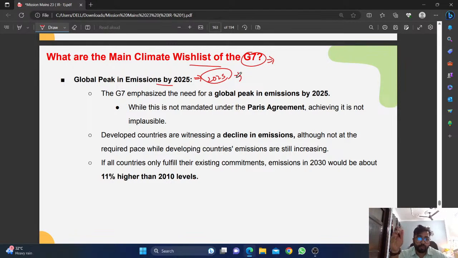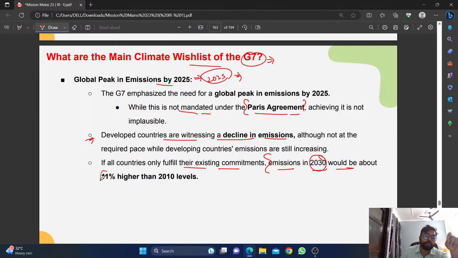However, the peaking of global emissions is not mandated under the Paris Agreement. Okay, so the developed countries are witnessing a decline in emissions. All the developed countries are showing a decline in emissions, but the rate at which the emissions drop is not sufficient to meet the climate targets that were set up in the Paris Agreement. Now, if all the countries fulfill their existing commitments, the emissions in 2030 would be about 11% higher than the 2010 level.